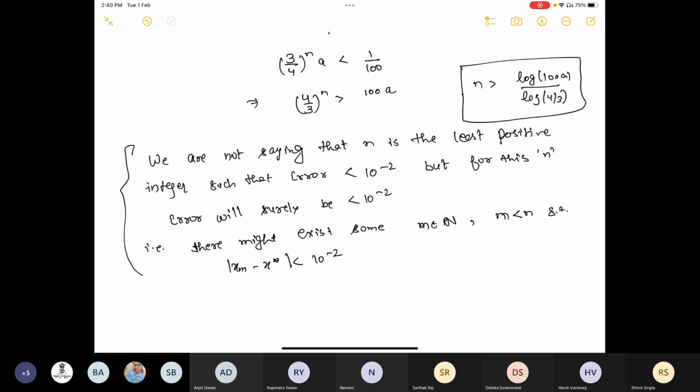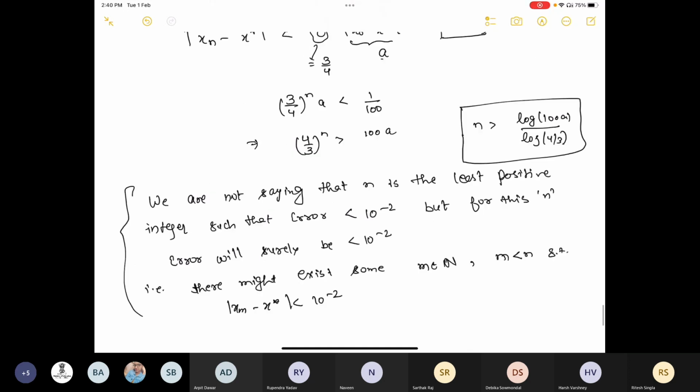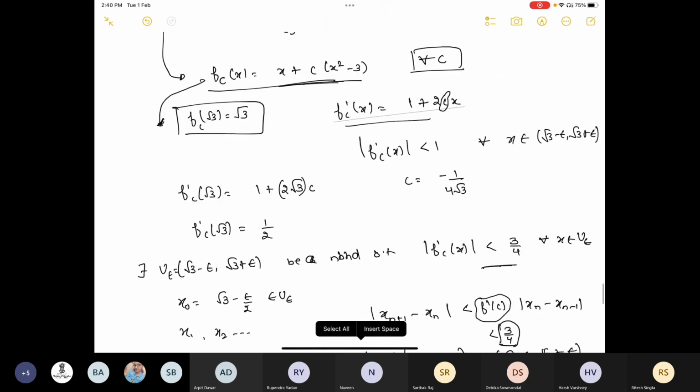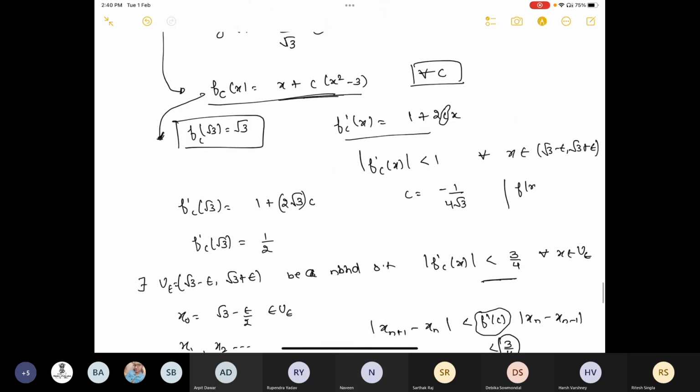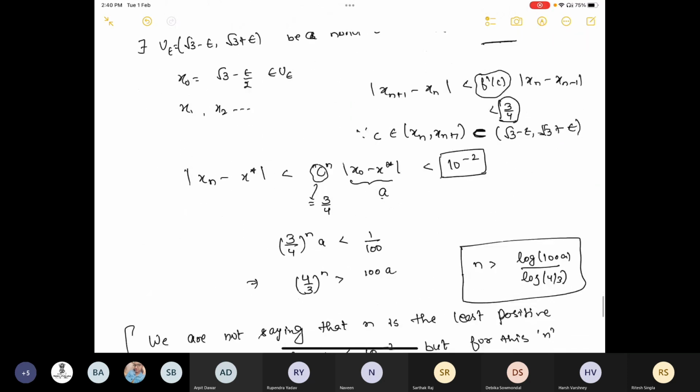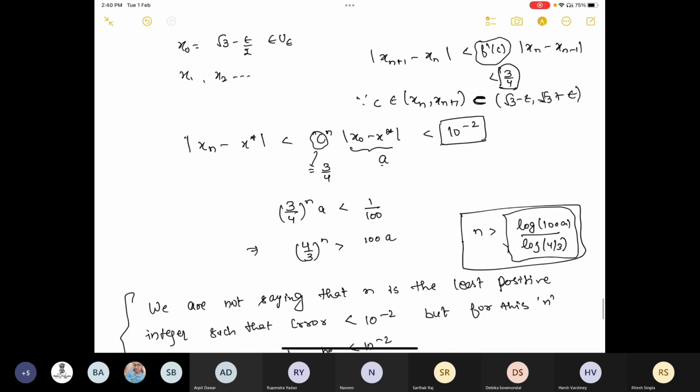Yes, sir. So this is what question number 4 is asking. We have to find an approximation to root 3. For that we have found our function to be f(x) = 1 minus 1 upon 4 root 3 times x square minus 3. For this function we can start, and for n greater than this number we will surely have that the error will be less than 10 to the power minus 2.